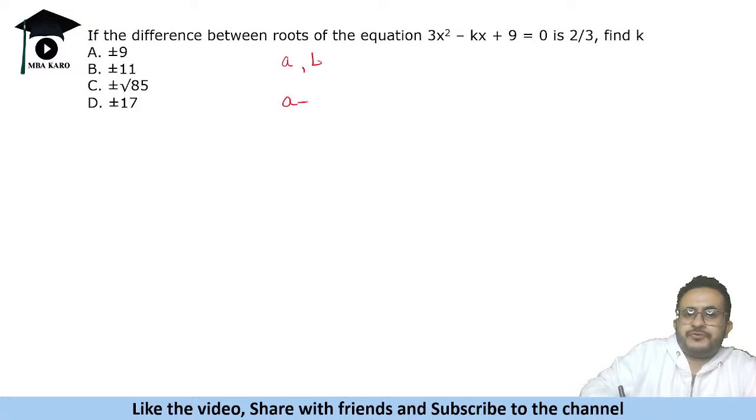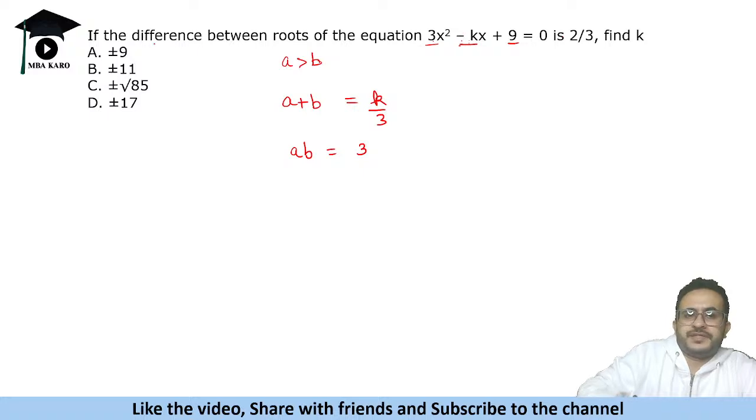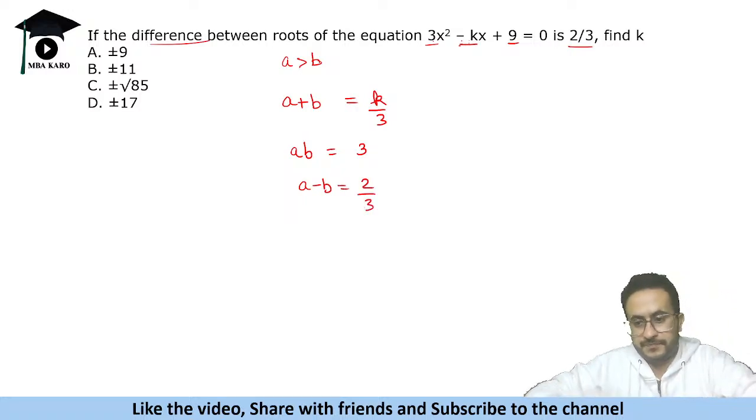We know that the sum of roots is given by minus this upon this. So minus of minus k will become k upon 3. And the product of roots will be 9 upon 3, so ab is equal to 3. Now we are given that, assuming a is greater than b, the difference is 2 by 3. So a minus b is 2 by 3. Now we need to find the value of k. So how do we find the value of k?